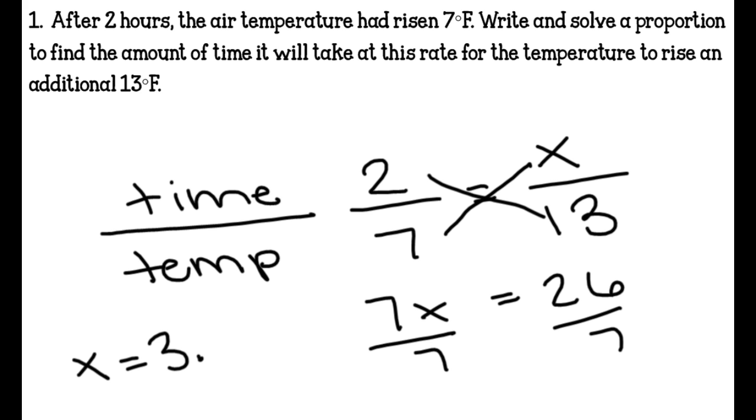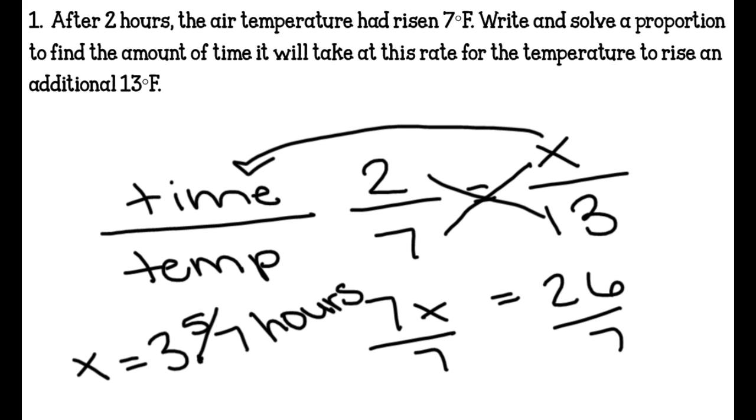Well, it goes in 3 times with 5 left over. So we could do 3 5/7. And that would have a label of hours because we were talking about time. Because if you look, our x was on the time. So we need to put a label of hours. So it's 3 5/7 hours until it'll be 13 degrees higher than it is now.